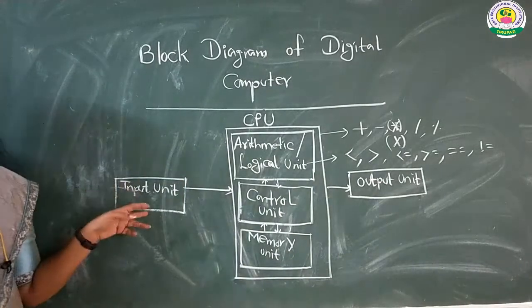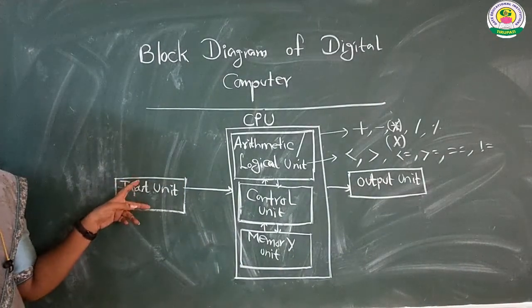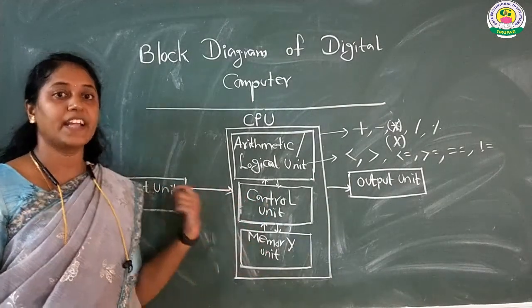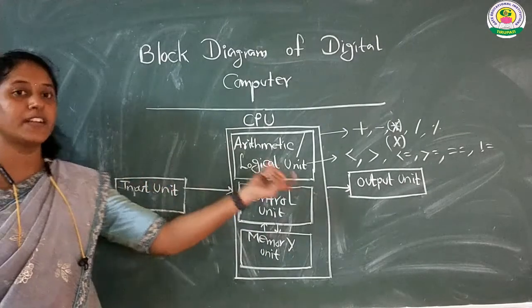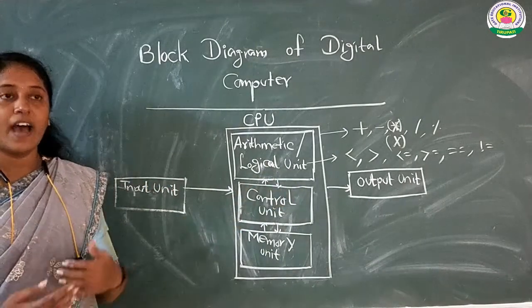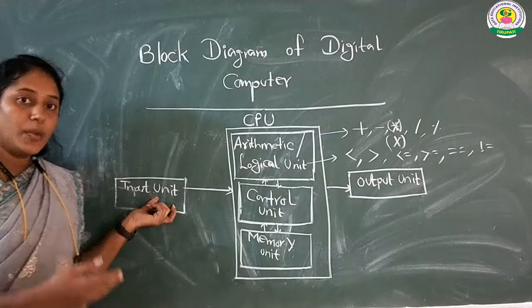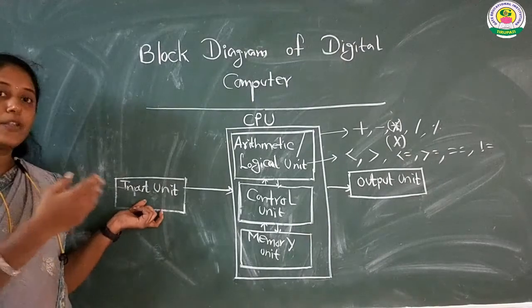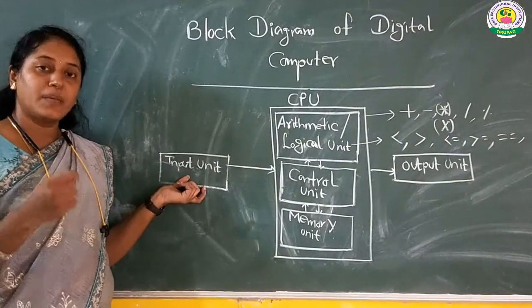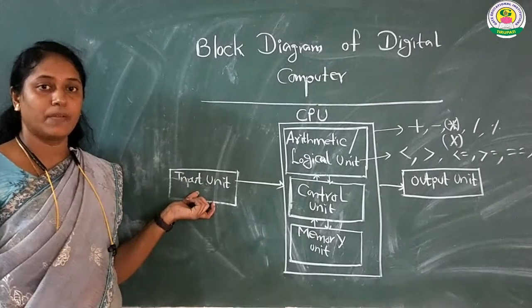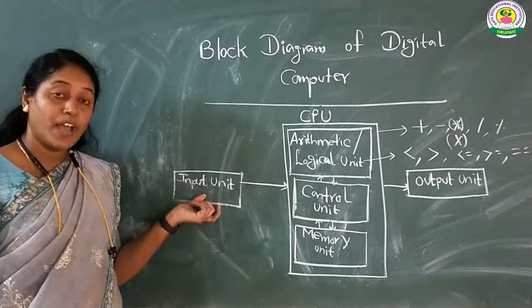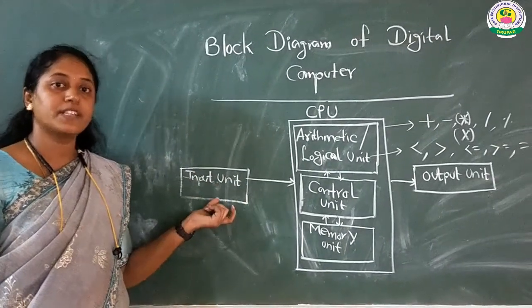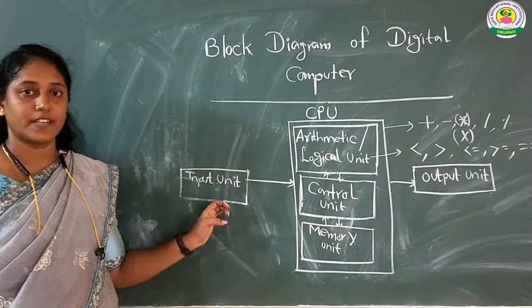Firstly, I start with the input unit. Basically, the input unit is used by the user to give instructions to the computer. It acts as an interface between the computer and the user, and by using input devices we can interact with the computer. The major input devices are the keyboard and mouse, and we have some other devices also. All the peripherals of input devices will be discussed in further sessions.